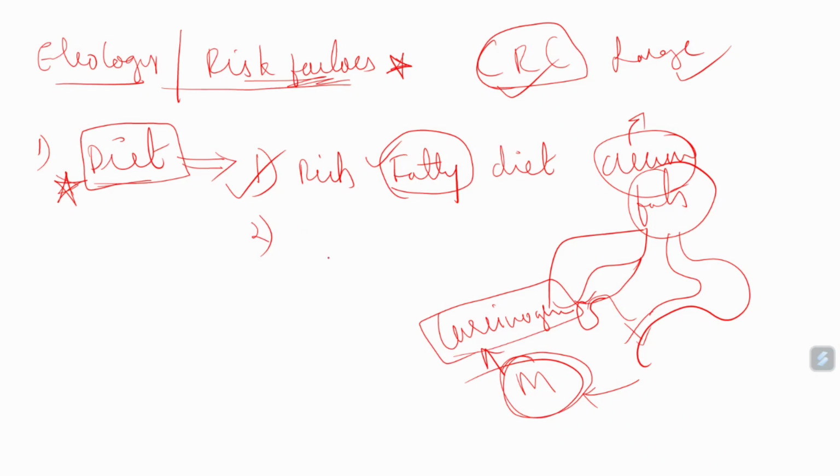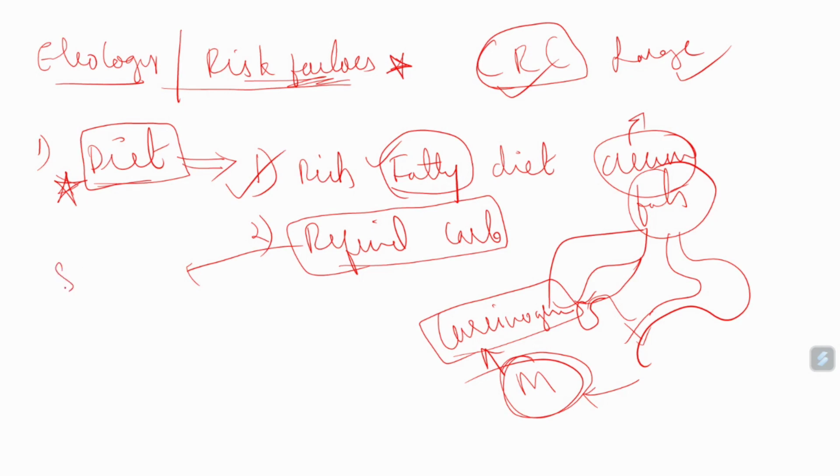The second important risk factor for causing colorectal cancer is intake of refined carbohydrates. You know what refined carbohydrates are? All the sugars we take are refined carbohydrates. If you directly consume sugarcane juice, it is not refined. Jaggery is not refined. Whereas the sugar we take, the sugar crystals, is refined, and so is excess intake of maida.